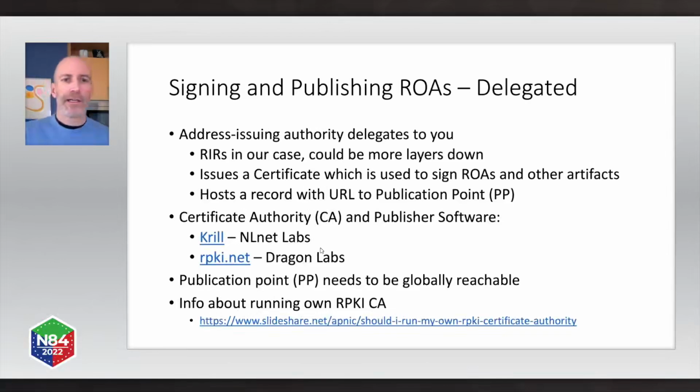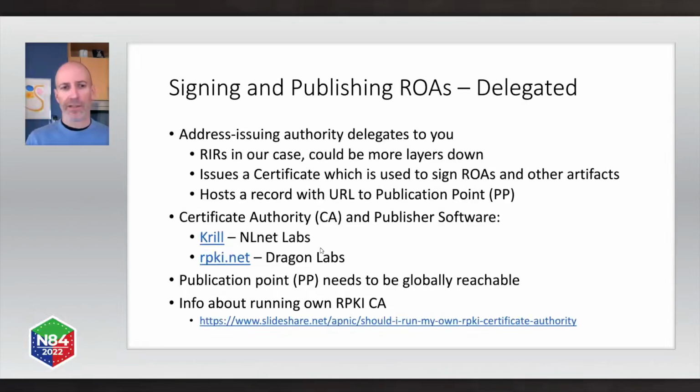Then there's the delegated model. In that case, the address issuing authority delegates to the users. In our case, RIRs, but you could be more layers down, below, say, a country level registry or so forth. And then that authority issues you a certificate, which is used to then sign ROAs and other things. And then that also hosts a record with a URL to the publication point where to fetch all the stuff. So there's two different software packages that can be used for running your CA and publishing, Krill from NLnet Labs, and then one called RPKI.net from Dragon Labs. Something to keep in mind is that the publication point to fetch all those ROAs, while the validating caches out on the internet, needs to be globally reachable.